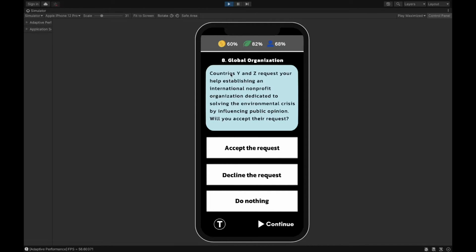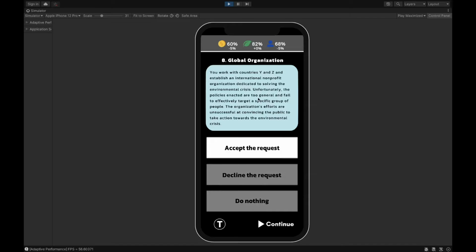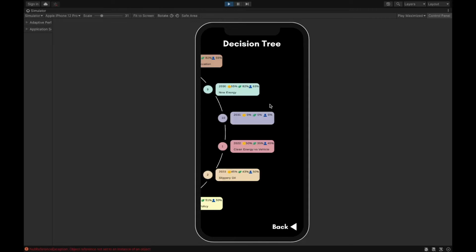Countries Y and Z request your help establishing an international nonprofit organization dedicated to solving the environmental crisis by influencing public opinion. Will you accept their request? We can go ahead and accept the request. But that being said, the policies enacted are too general and fail to effectively target a specific group of people. The organization's efforts are unsuccessful in convincing the public to take action towards the environmental crisis. So we can go ahead and continue and reverse that decision.